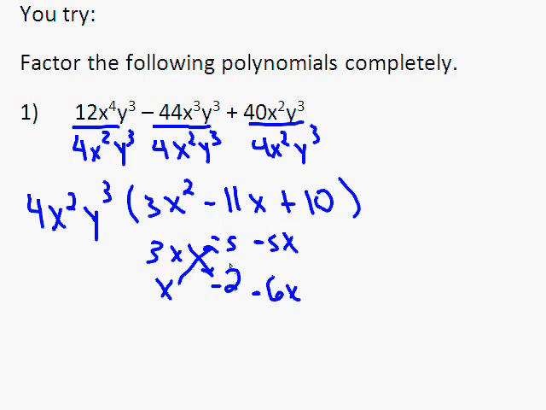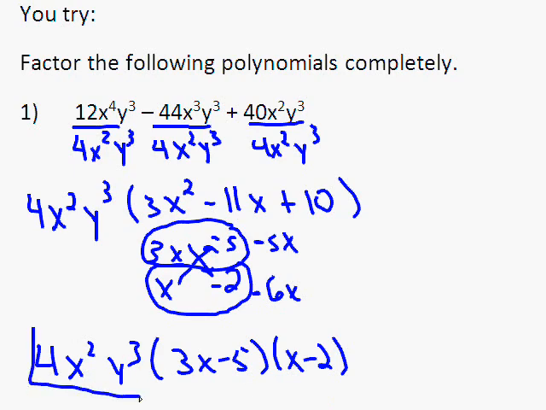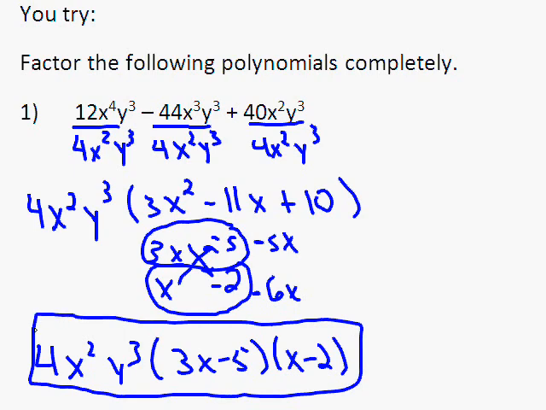Once we find our correct combination of factors of the first term and the last term, we're going to add in the opposite direction that we multiplied. So our factors are going to be 3x minus 5 and x minus 2. So in the end, we get 4x squared y to the third times 3x minus 5 and x minus 2. I'm going to leave the check to you, so please multiply that out and check to see if it does indeed multiply out to give us our original expression.